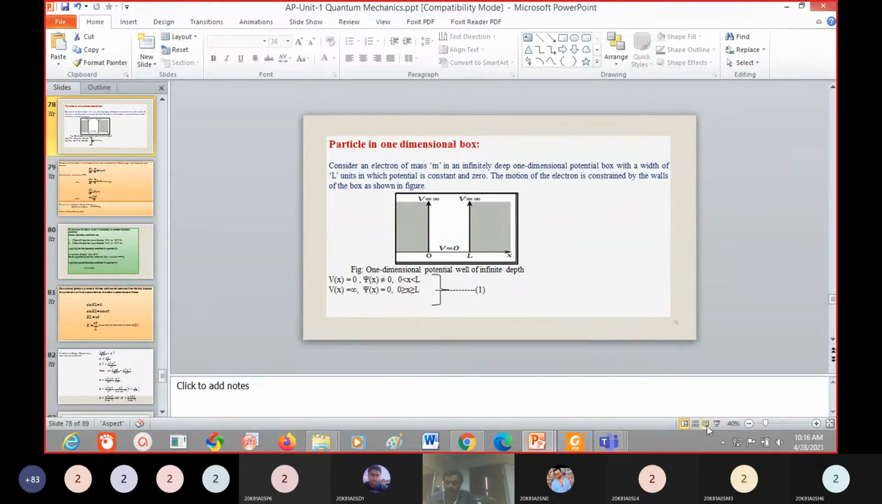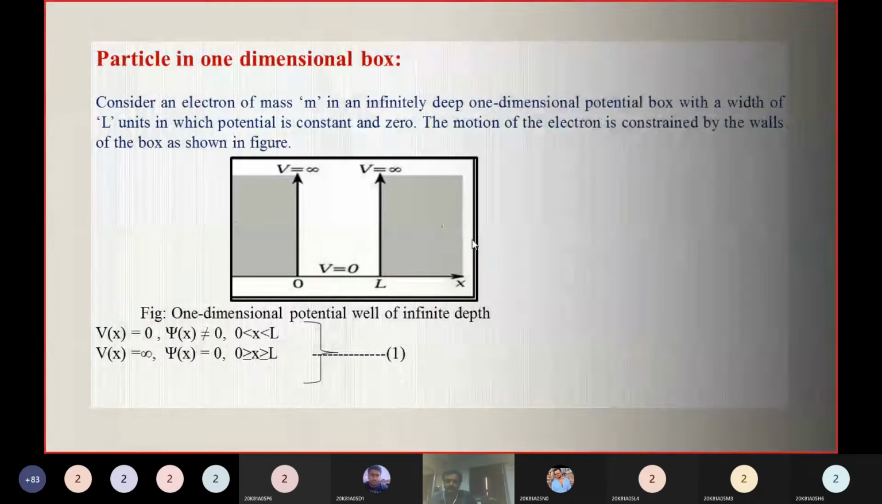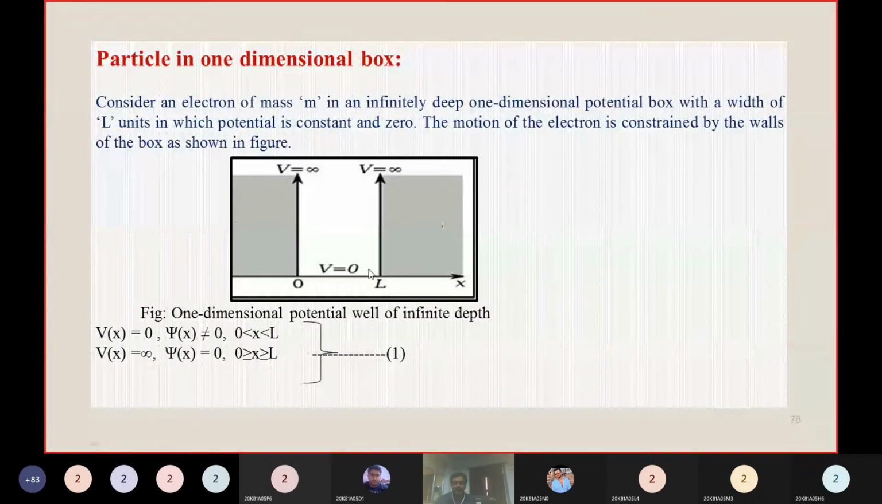And the second point is at x equal to L. x equal to L is the ending point of the box. That means this is another boundary. At this boundary the potential is also infinite. Only inside the box the potential is 0. Inside the box the potential is 0.